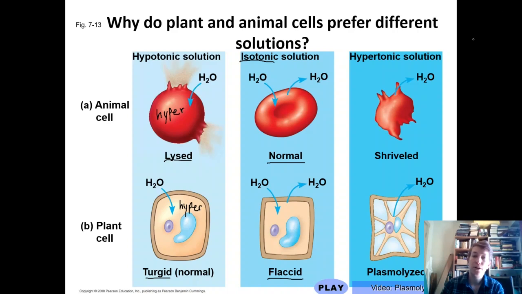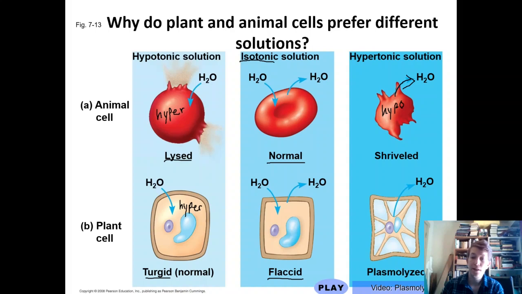A hypertonic situation is bad for everybody. So if the solution is hypertonic, that means the cell is hypotonic. And water always goes towards the hypertonic area, in this case out of the cell. And that's going to make your cell shriveled or shrunken. So shriveled cells don't work very well. It might kill them eventually.